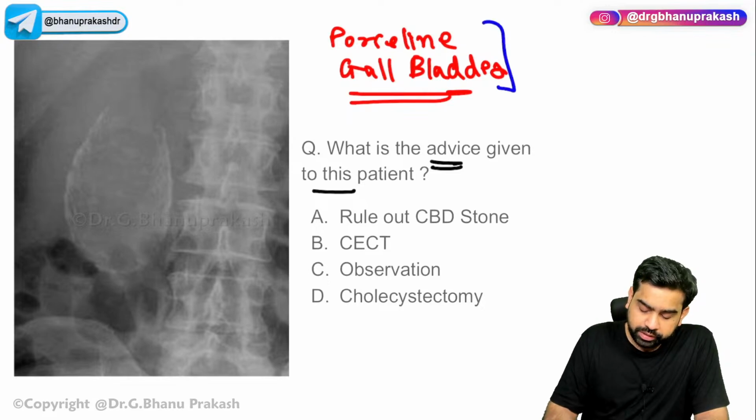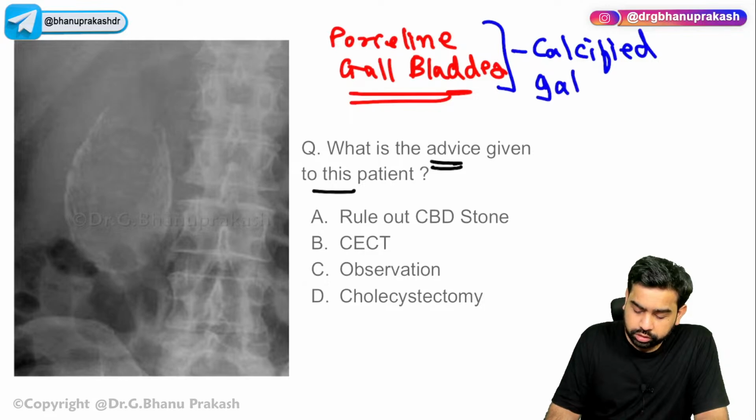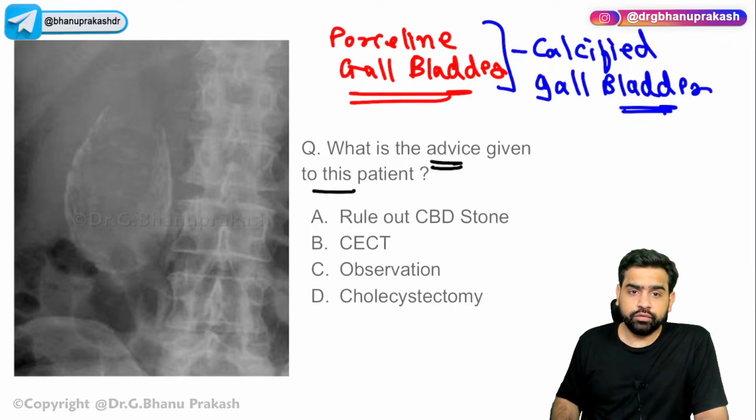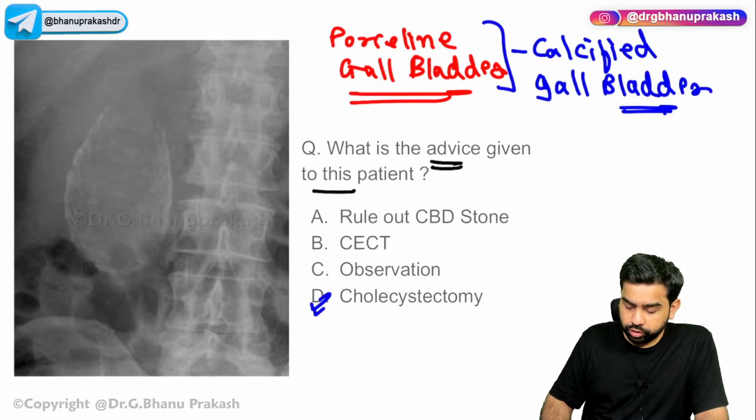Porcelain gallbladder is basically a calcified gallbladder. So if let's say there is some person who is coming to you with a diagnosis of a porcelain gallbladder, what advice are you going to give to these particular patients? The advice which you're going to give these patients is a cholecystectomy.